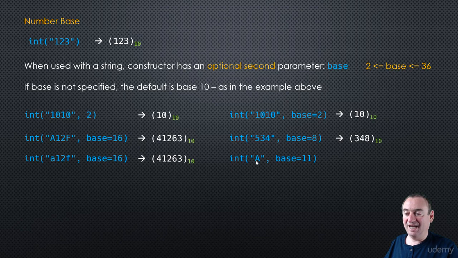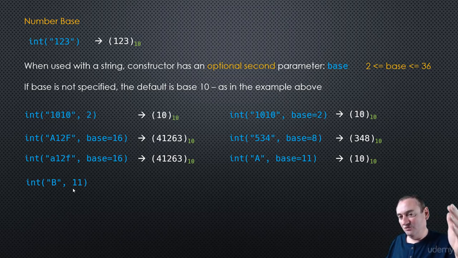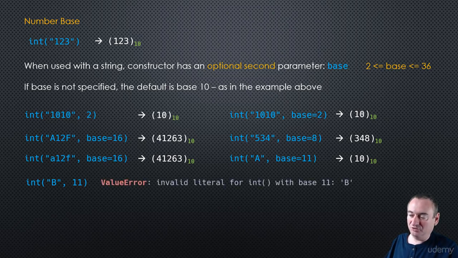Same thing, we can print A in base 11, that would be 10 in base 10, right? So here, A is valid in base 11. It would not be valid in base 10. In fact, B is not valid for base 11. Remember, the digits go from 0 through 9, then A through Z. So 0 through A would be valid for base 11, but B would not be valid for base 11. And we'll get a value error. So if you try and do something like that, you will get an exception. And the exception will be a value error, and the message will be something like this: invalid literal for int with base 11, and it will tell you what the literal is.